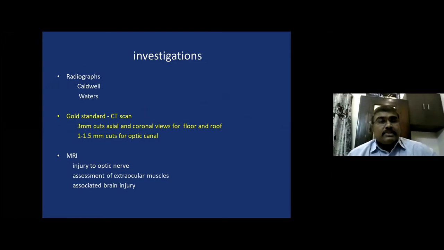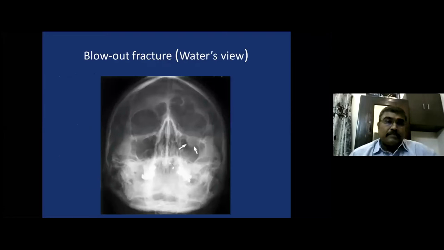So investigations, the gold standard is CT scan, 3 mm cuts for floor and roof fractures and 1 to 1.5 mm cuts for the optic canal. MRI is occasionally taken to rule out optic nerve injury and associated brain injury.